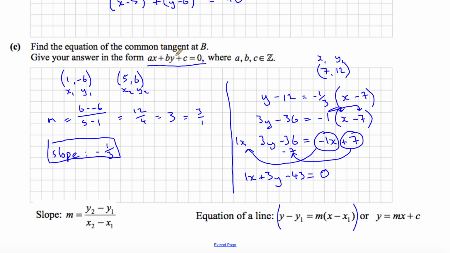And there we have a, b, c, all integers. A is 1, b is 3, and c is minus 43, but they're all integers, positive or negative whole numbers. So that is the end of part C and the end of question 4.